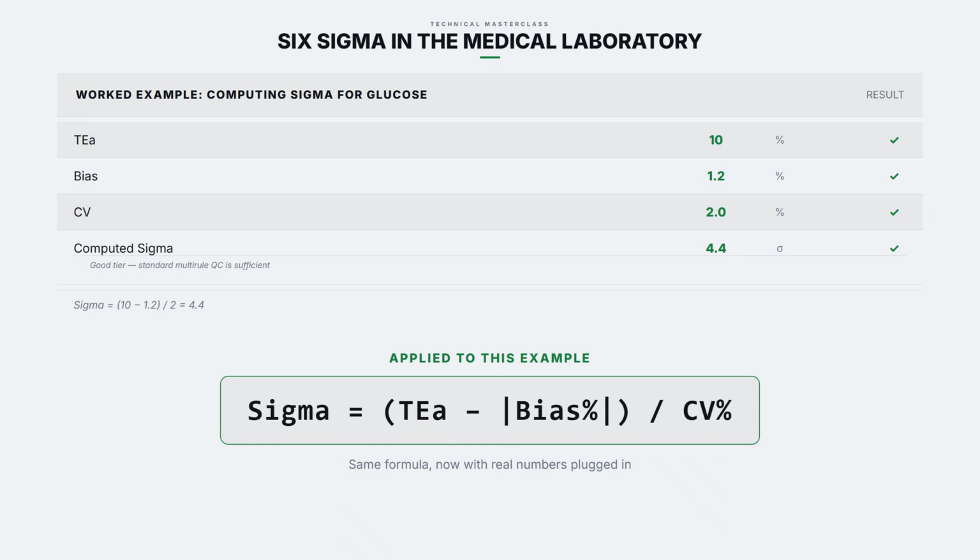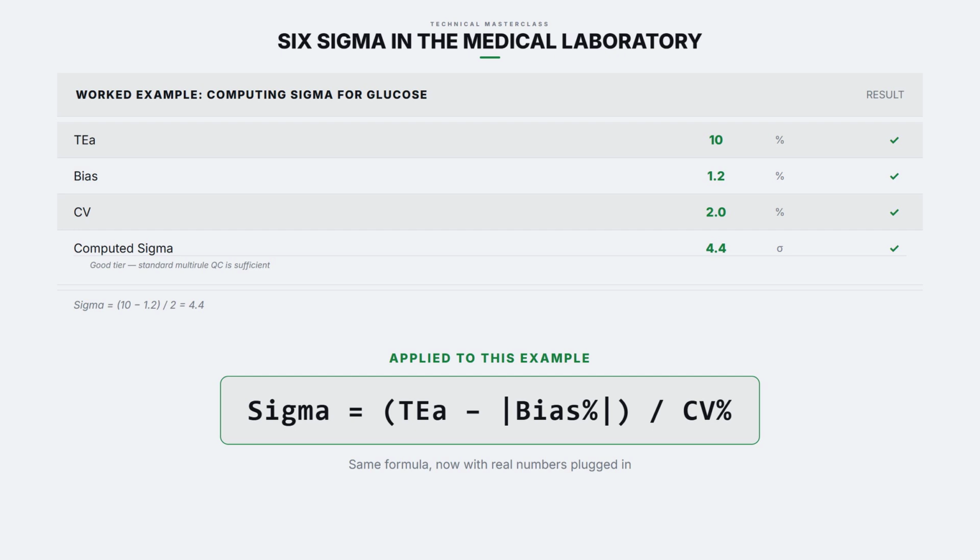Your glucose method has a T of 10%, a validated bias of 1.2%, and a CV of 2%. Subtract bias from T. 10 minus 1.2 is 8.8. Divide by CV. 8.8 divided by 2 is 4.4. Your sigma is 4.4, solidly in the good tier, comfortable with standard multi-rule QC.